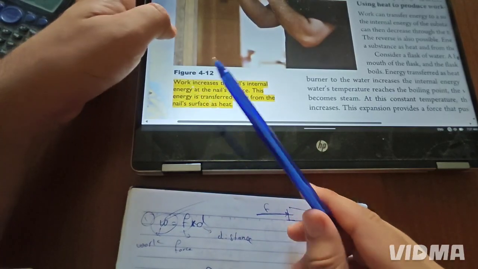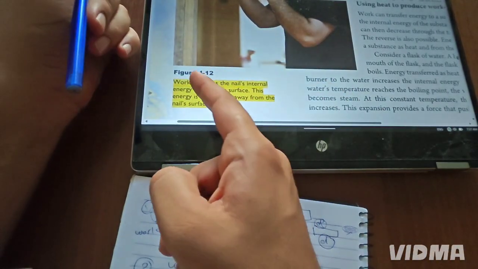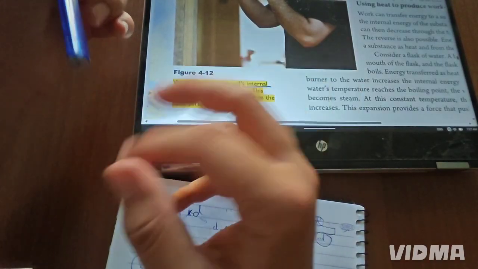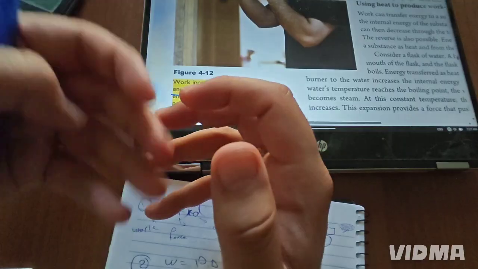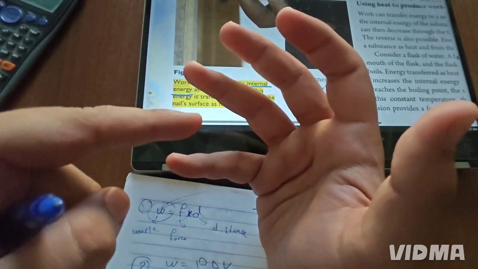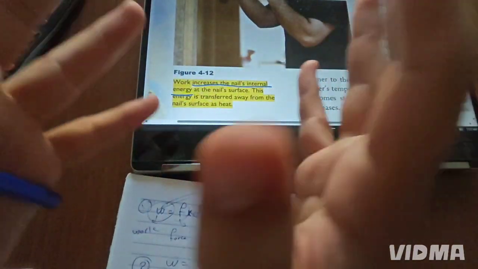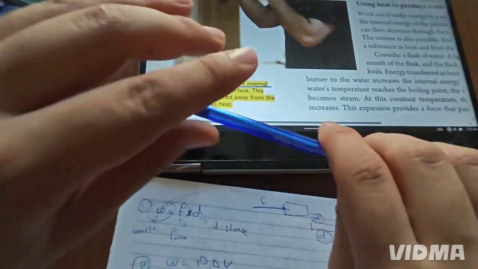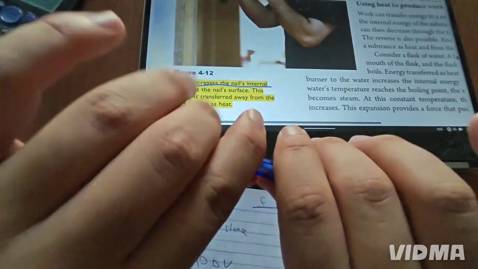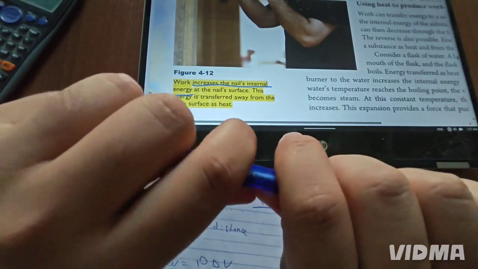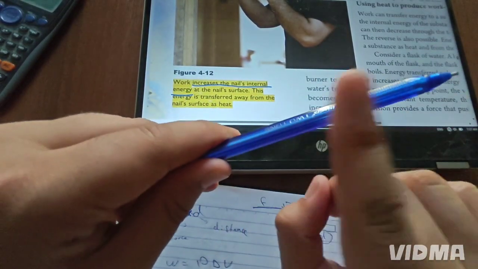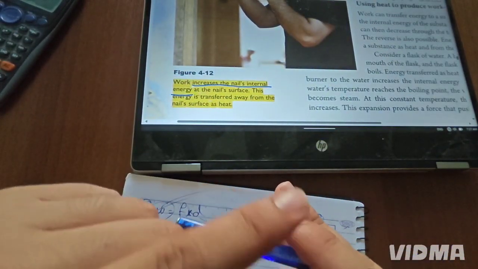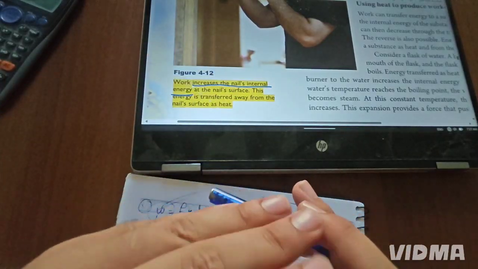Work can increase the nail's internal energy. We studied in the previous section how we can increase the internal energy of any object: by deforming, stretching, compressing, changing the structure, applying force. If you remember, I told you in the previous video, when I break this pen or apply force, the structure of the pen is going to change, it receives a lot of energy, the temperature increases, and the internal energy increases too.